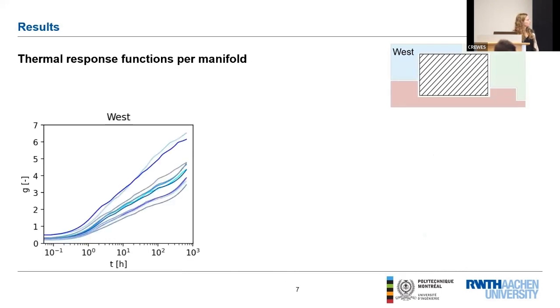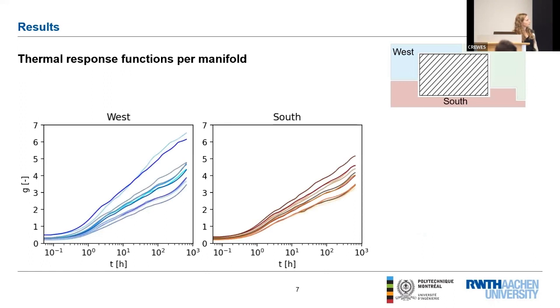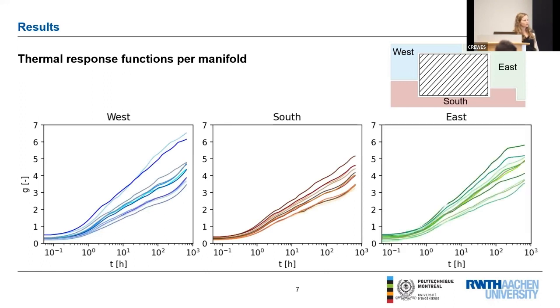So here we can see the G functions for the western, southern, and eastern manifold. So each of those lines represents one borehole. And we can see that the functions have some things in common, but there are also some differences. So what they have in common is that they are all linearly increasing and relatively smooth. But they show differences in terms of how G increases here. And thereby, the more G increases, the worse is the heat exchange capacity of the borehole.